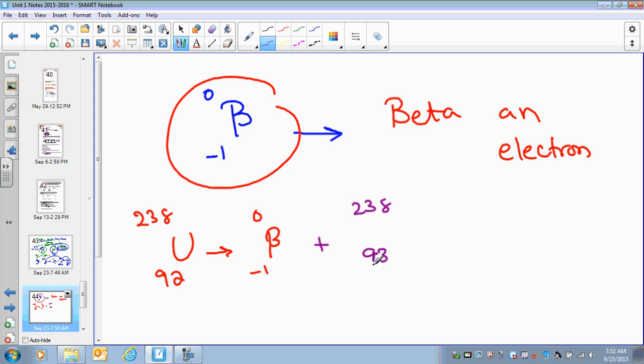You have to do the math. 93 minus 1 will be 92, if you know algebra. So now you have to go to the periodic table and find out who is 93. So let's do that job. I'll give you that job to do.